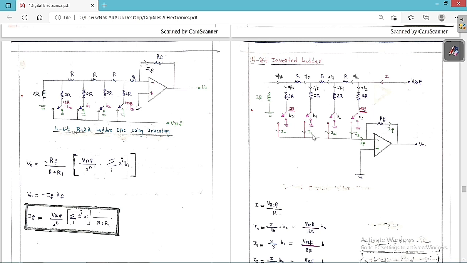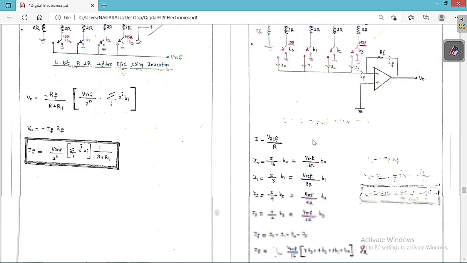Similarly, what is the expression of I1? I1 is equal to I by 8 into B1. I2 is equal to I by 4 into B2. And I3 is equal to I by 2 into B3. So this is the general expression. Whenever the switch is on, B is 1; if it is off, B is 0. 1 means they are connecting to this terminal, off means they are connecting to ground.